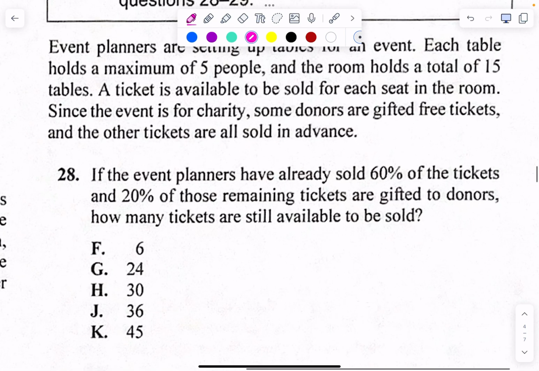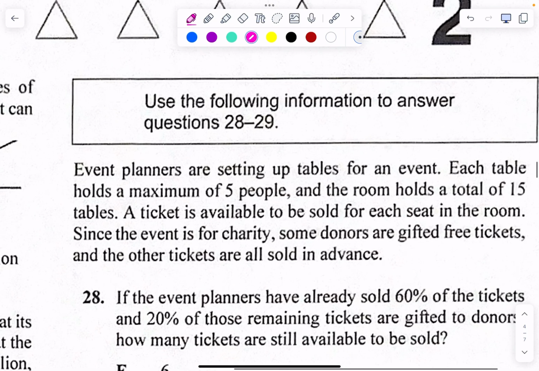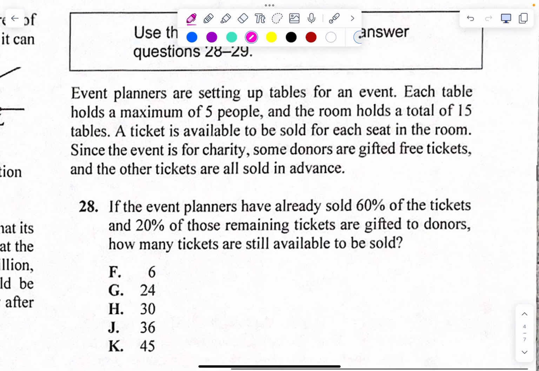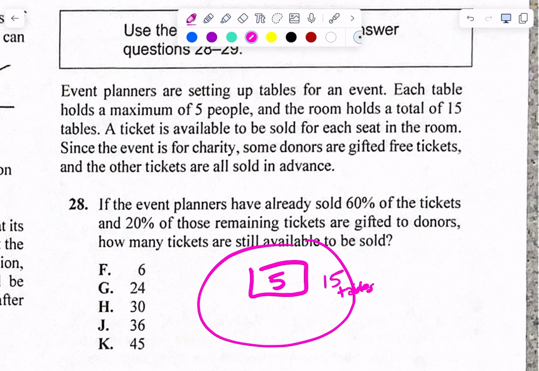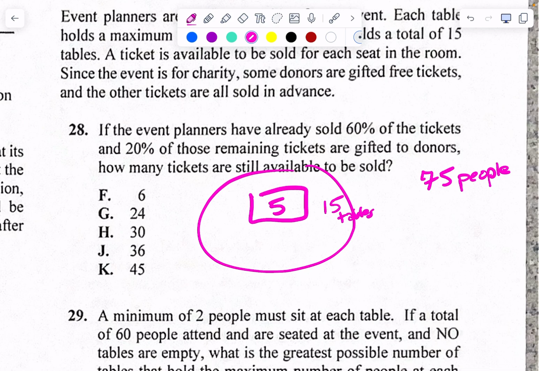Oh, wait a second. Oh, gosh. Event planners are setting up tables for an event. Each table holds a maximum of 5 people, and the room holds a total of 15 tables. That's 75 people? Okay, a ticket is available to be sold for each seat in the room. Since the event is for charity, some donors are gifted free tickets and other tickets are sold in advance. If the event planner has already sold 60% of the tickets, what's that? 60% of 75.